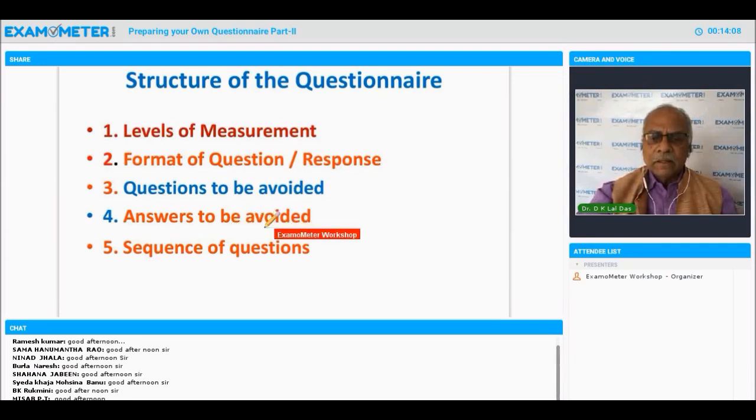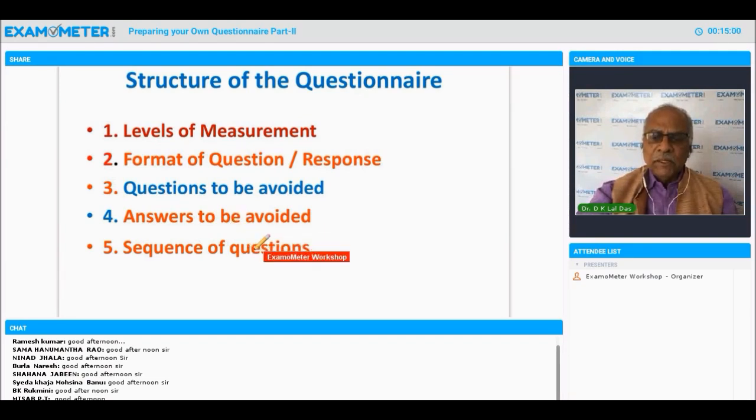Answers to be avoided also you have to consider. See that if you are putting can't say, don't know, undecided, somewhere you have to keep in your mind that if it is very much necessary, take it, but keep in mind that it has to be probed first before you record, because many can't say, undecided, don't know will bring error in your statistical results. Sometimes, if you have more can't say answers, that question has to be dropped. So it is considered as not a valid question.